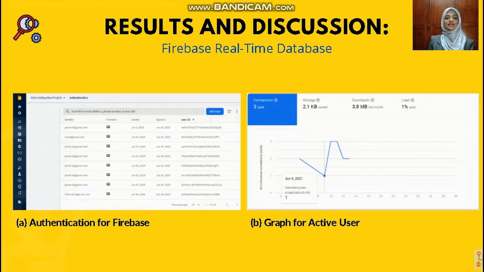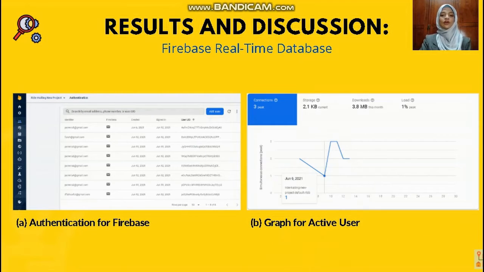And then the results and discussion for the Firebase real-time database. The first figure shows the Firebase authentication with the drivers' and students' information. The time of the created account and the last login date into the application can be seen here. And then the user UID, which is the unique identification, is automatically generated by the system for a new user who signs up for this application.